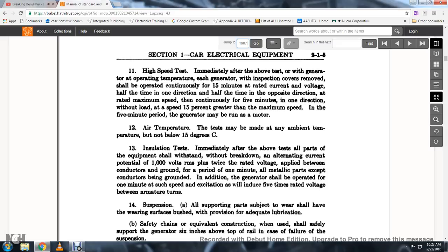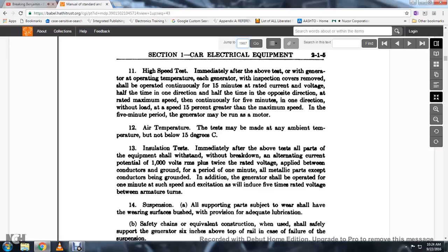12. Air temperature. The test may be made at an ambient temperature, but not below 15 degrees Celsius. 13. Insulation test. Immediately after the above test, all parts of the equipment shall withstand without breakdown an alternating current potential of 1,000 volts RMS plus twice the rated voltage applied between the conductors and ground for a period of 1 minute. All metallic parts except the conductors shall be grounded.